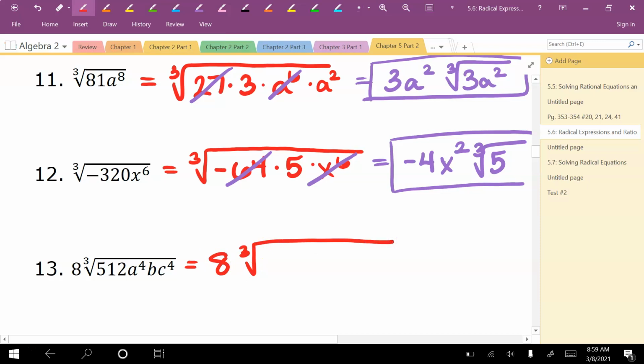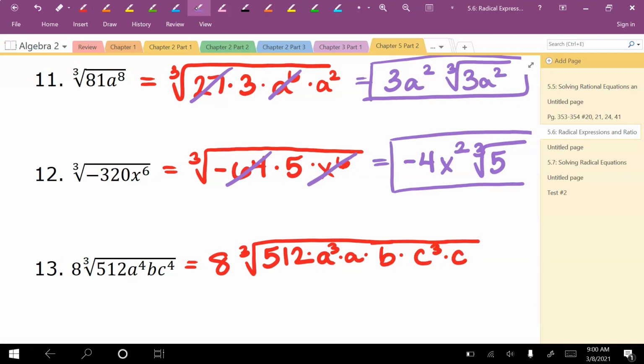All right, so 512 is a perfect cube number, so I don't need to do anything to that. But I do need to manipulate my letters a little bit because I need them to be with exponents that are divisible by 3. So a to the fourth and c to the fourth, we're going to do the same thing with them because both of them have 4s and I can't divide 4 by 3. So I'm going to rewrite both of those like a to the third times a. And that b that's in the middle, there's nothing I can do with that either. And then I'm going to rewrite c to the fourth as c to the third times c.